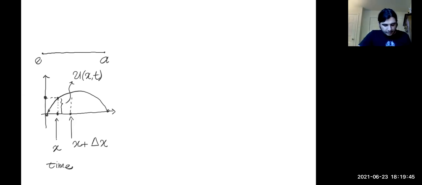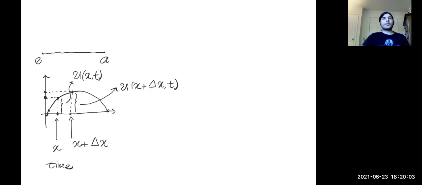We have a similar thing for this other point. If we measure this distance from the x-axis, we would get something else. If we look at it at the same time, we are going to get u of x plus delta x at time t, right? Great. So let's focus on this part.